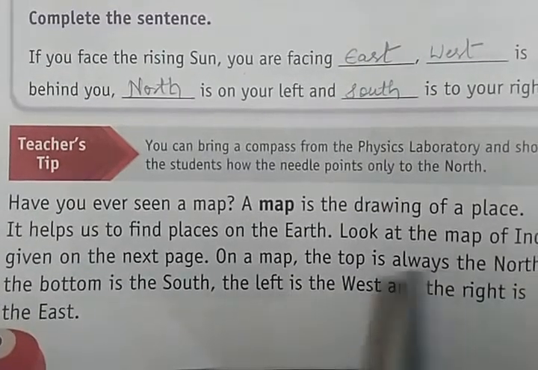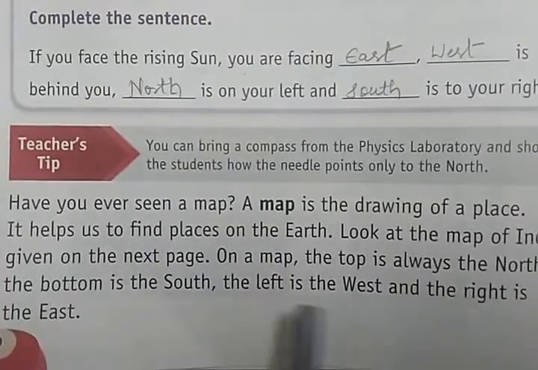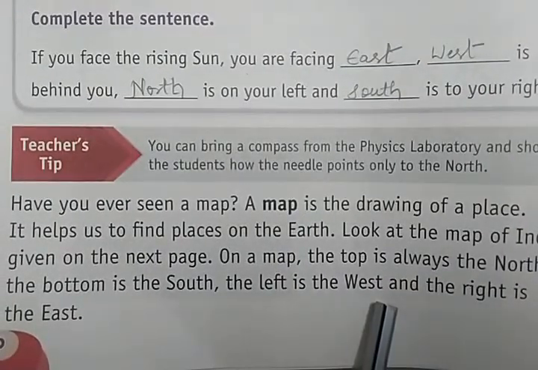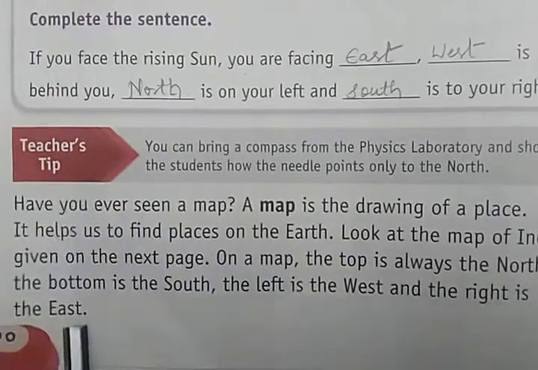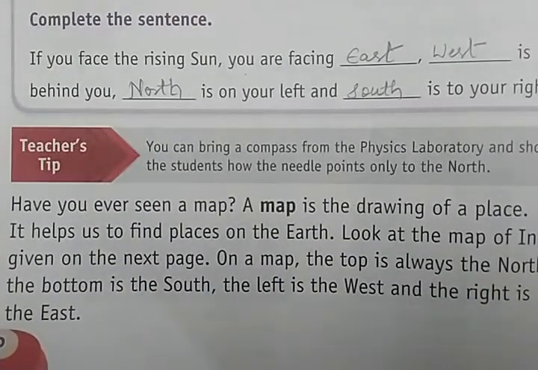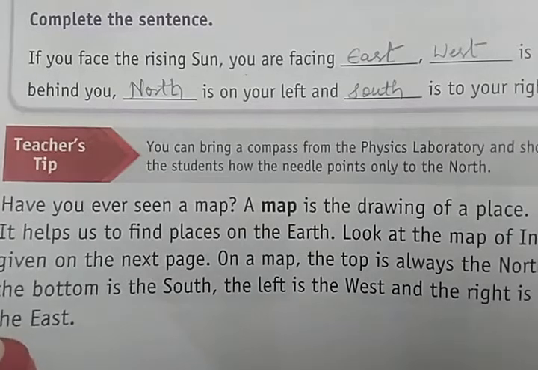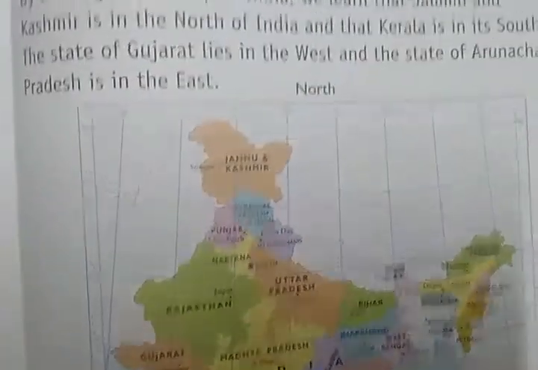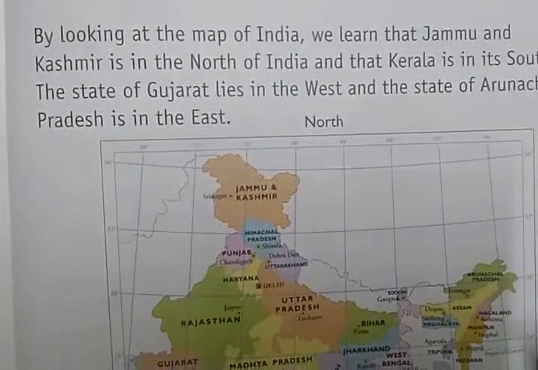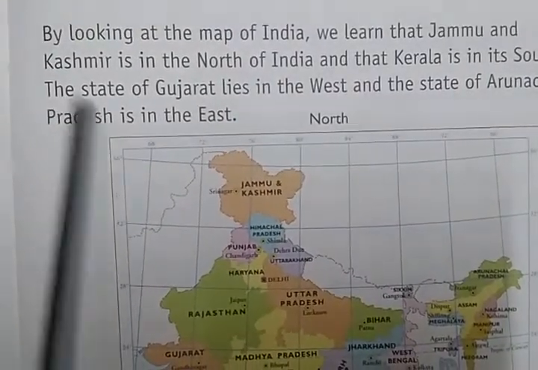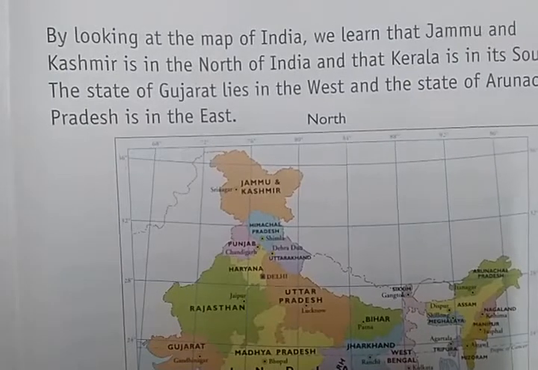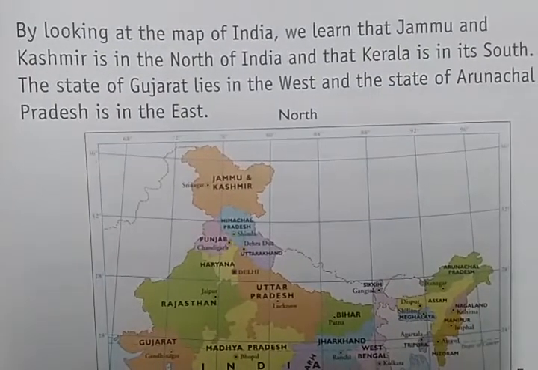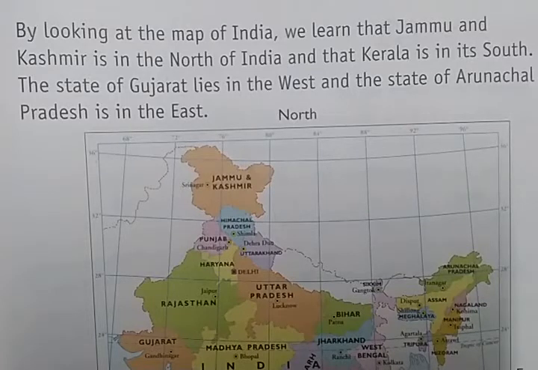On the map, the top is always the north, the bottom is the south, the left is the west, and right is the east. Okay? Clear? Hope you followed. By looking at the map of India, we learn that Jammu and Kashmir is in the north of India and Kerala is on its south.